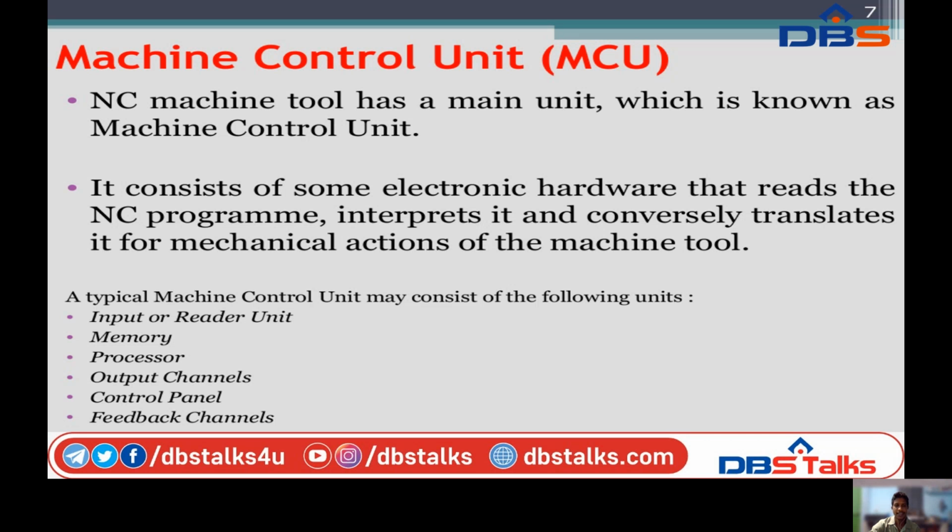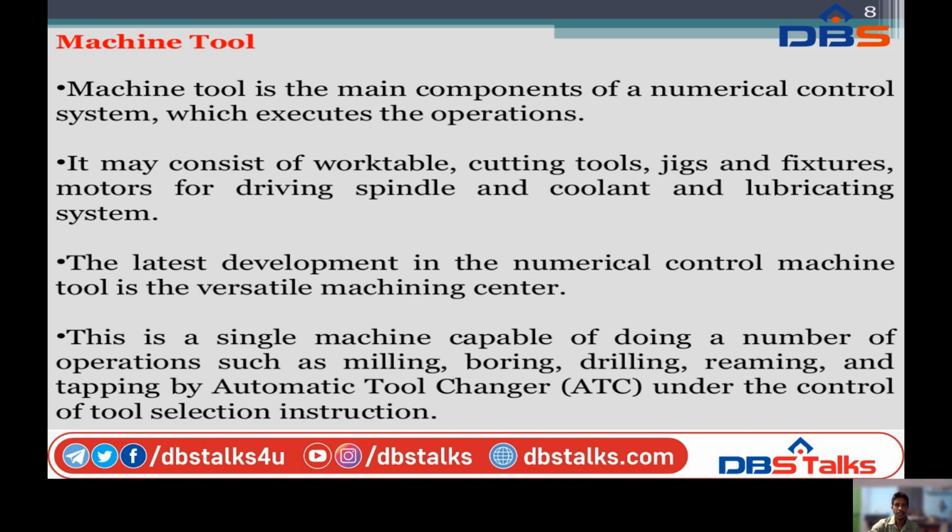Control panel is nothing but the checking section. Here, if any errors are there, we solve them by using the control panel. Feedback channel is the ending part of the machine control unit. The starting part is input; the final data, converted or translated, will be given to the machine tool. First of all, we discussed the machine control unit. After that, we are moving to the machine tool.